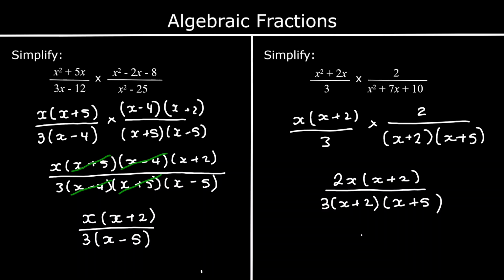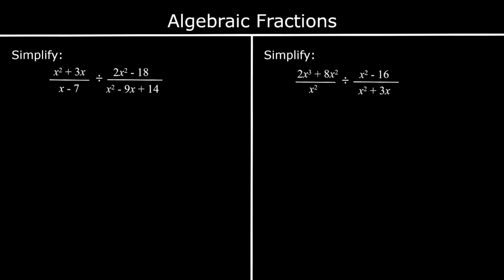What's common to the top and the bottom? That's x plus 2. So we can divide the top and bottom by x plus 2 to simplify it. And that just leaves 2x over 3 times x plus 5.